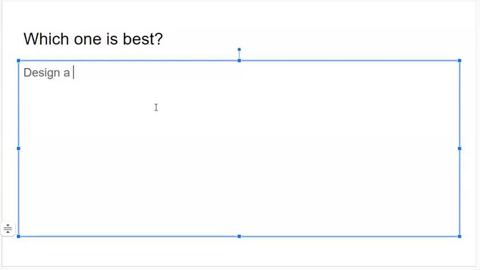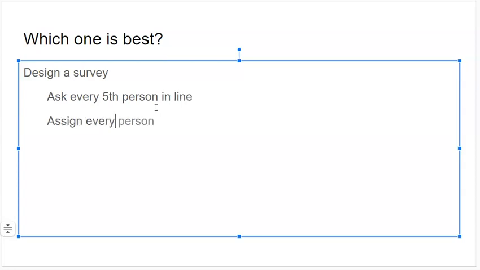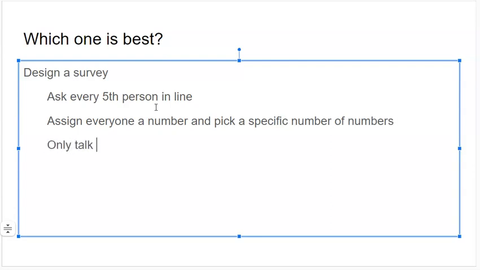To design a survey, you could ask every third person in line. That would be more of a representative sample. You could assign everyone a number and pick a specific number of numbers. That would be random. You could only talk to your friends and ask them what they think. That would be biased. So there's a lot of ways you can design a survey depending on what kind of survey you're trying to conduct. You can do any of them.